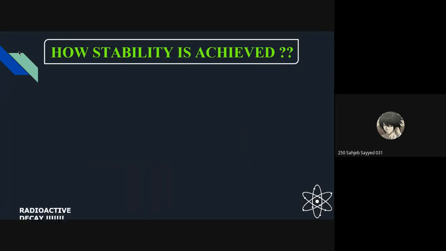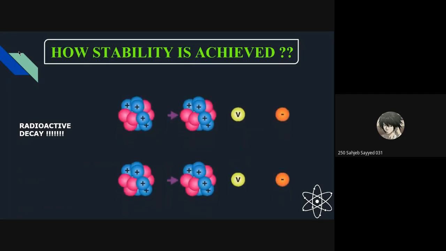Now, how does the nucleus achieve stability? The answer for that is radioactive decay. So let's have a look at this reaction. We have the element carbon 14. This carbon 14 has an excessive number of neutrons. So one of the neutrons will get converted to a proton, and we will get nitrogen 14, and an antineutrino and an electron will be emitted. This decay reaction is known as beta minus decay.